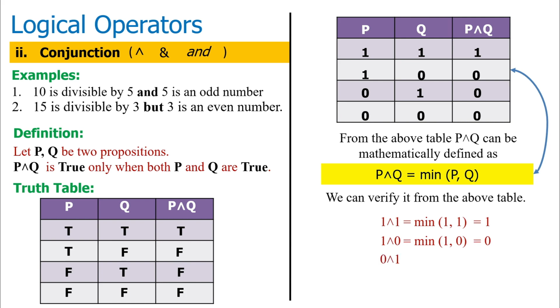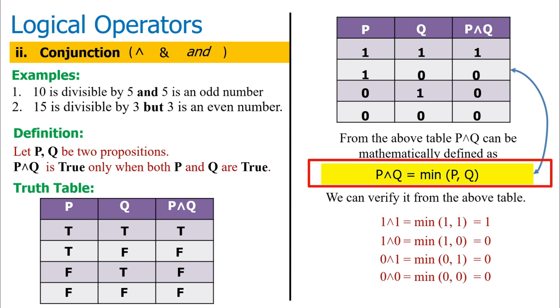0 conjunction 1 is equal to minimum of 0, 1, which is 0. 0 conjunction 0 is equal to minimum of 0, 0, which is 0. That's why we say P conjunction Q is always equal to minimum of P, Q.